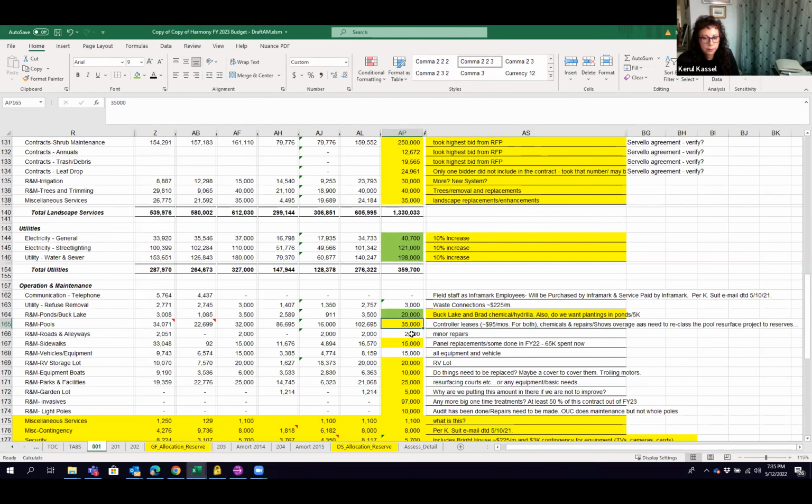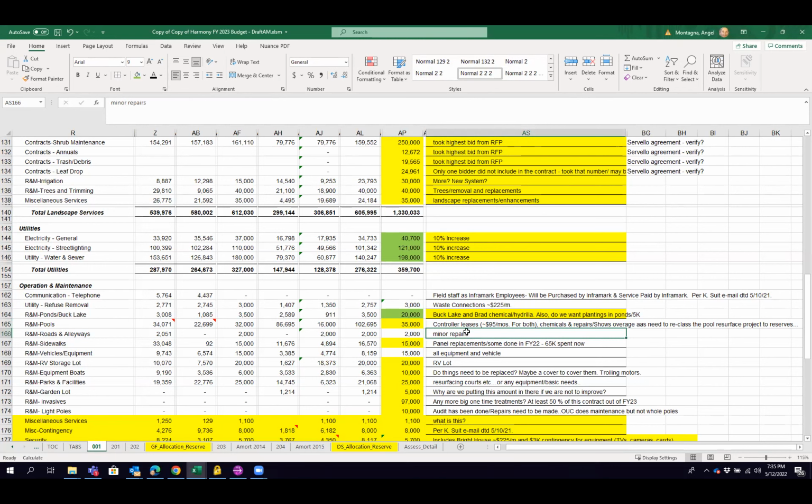All right, roads and alleyways, I left that the same at 2,000. Literally, that is for just minor repairs. If they have to run out and do like a little patch job or something, that's where that number came from. Sidewalks, I left it 15,000. You did do some panel replacements this year and grinding and all that, so you spent 65. I know there's still some out there to be done.